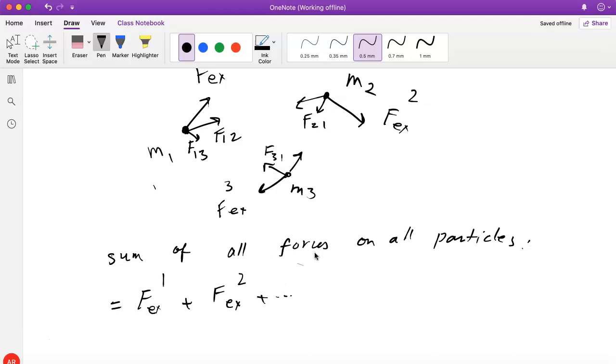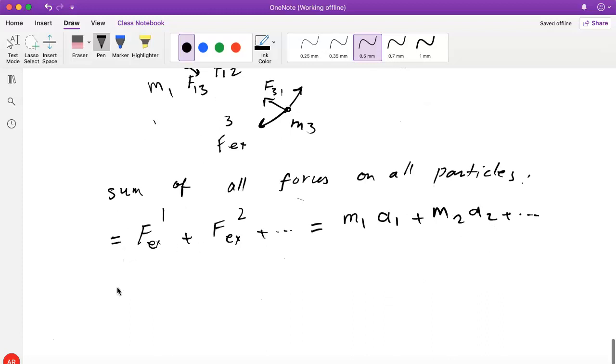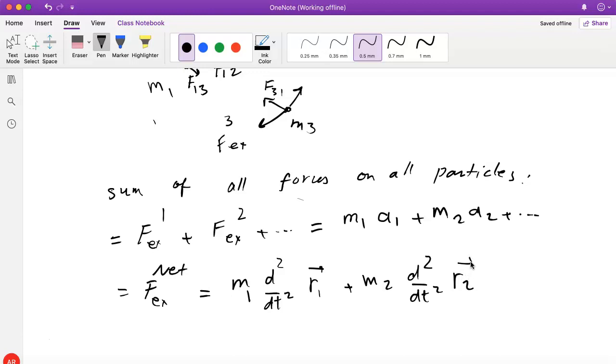Now, if for each particle you write F equals ma, for this one we find M1 A1. For this one, we find M2 A2, etc. Now here's the magic. Let's call this F external net, the vectorial sum of all the external forces acting on this collection of particles. This becomes the second derivative with respect to time of the position, which can have x, y, z coordinates, of M1 R1, plus M2, second derivative with respect to time, R2, etc.